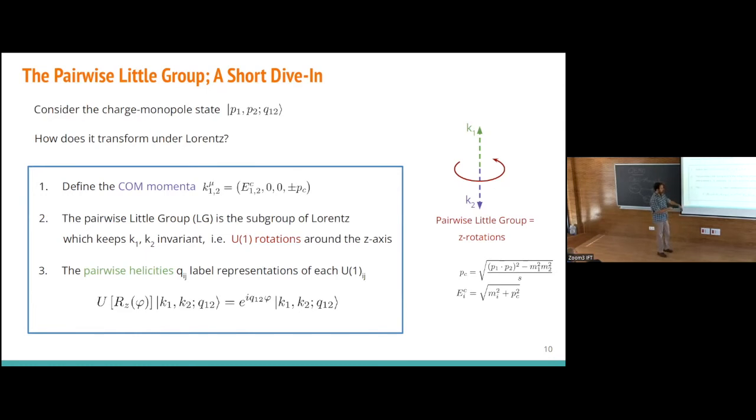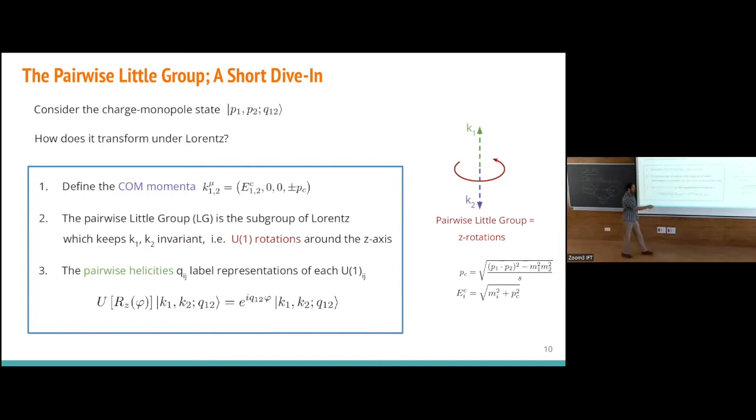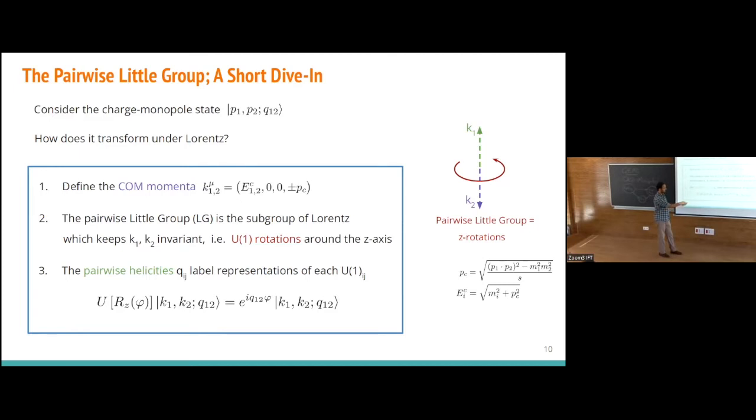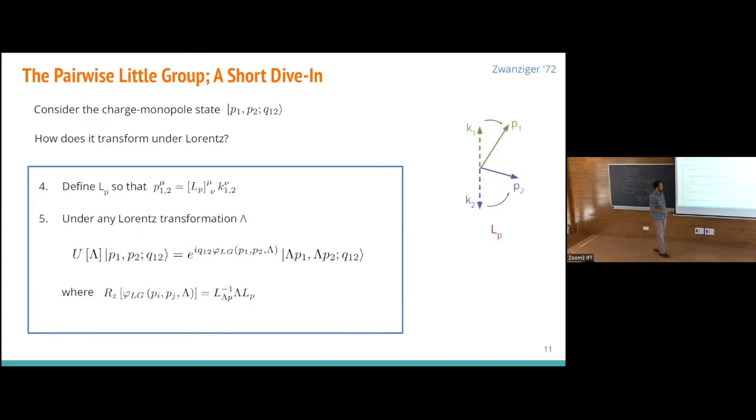And as we know, we can represent U1 rotations by these half-integer labels, just like electric charges. And these are the ones that will turn out to be the Dirac quantized pairwise helicity, and they're associated with pairs of particles. Now we can do the usual Wigner trick.